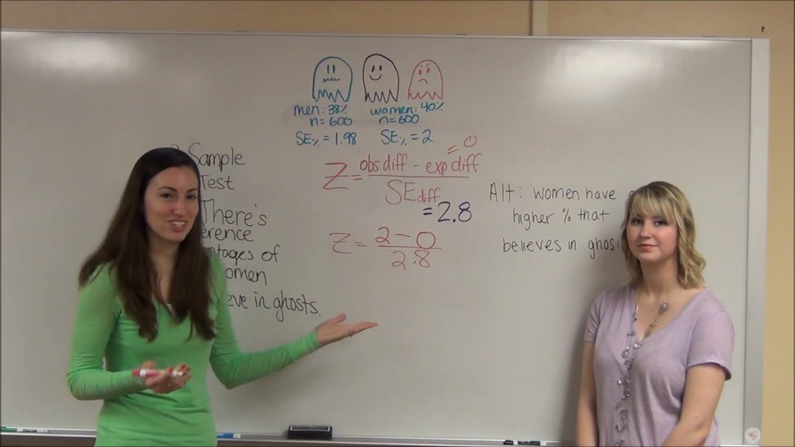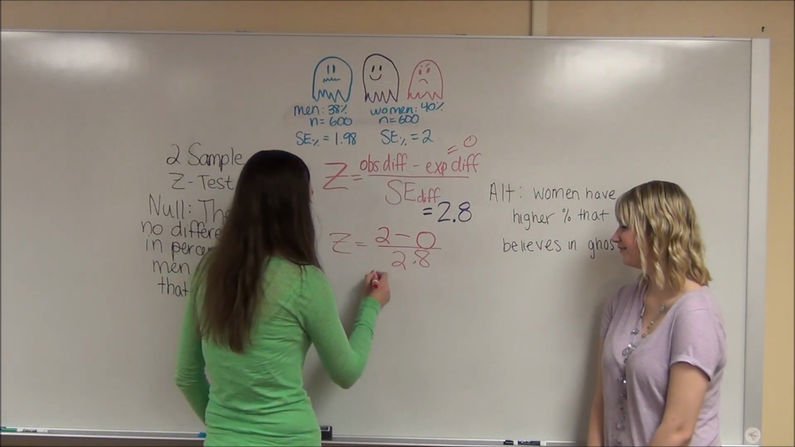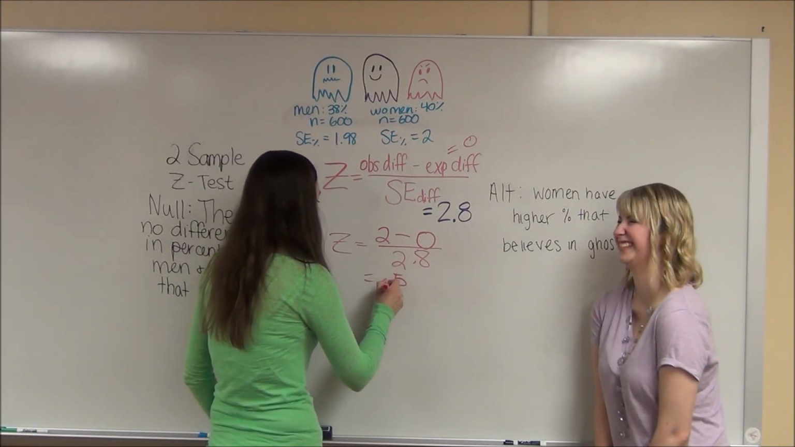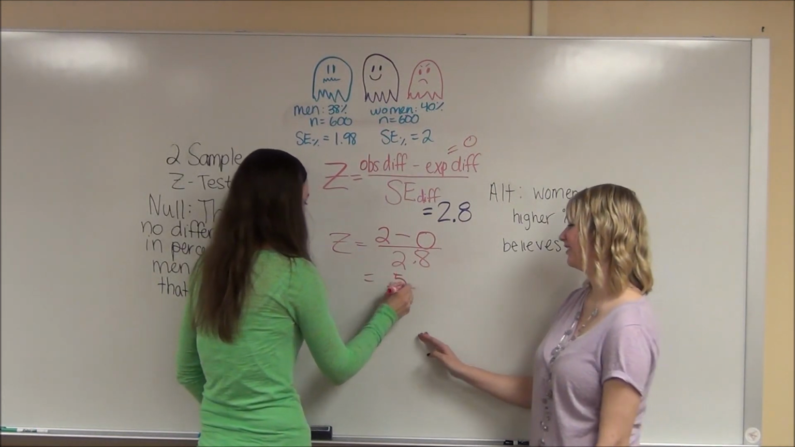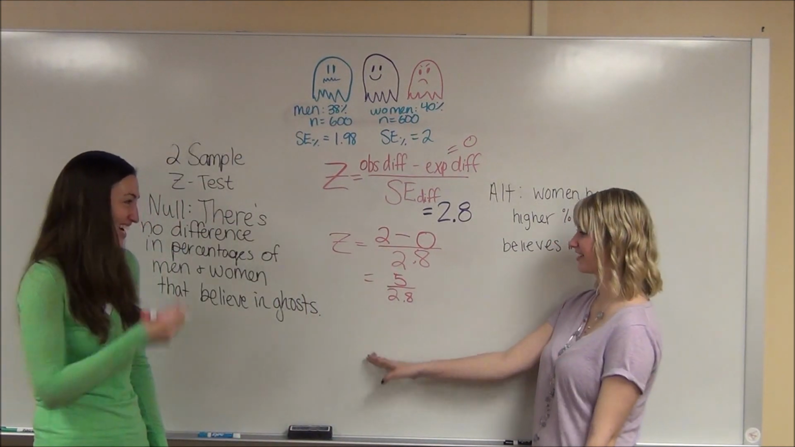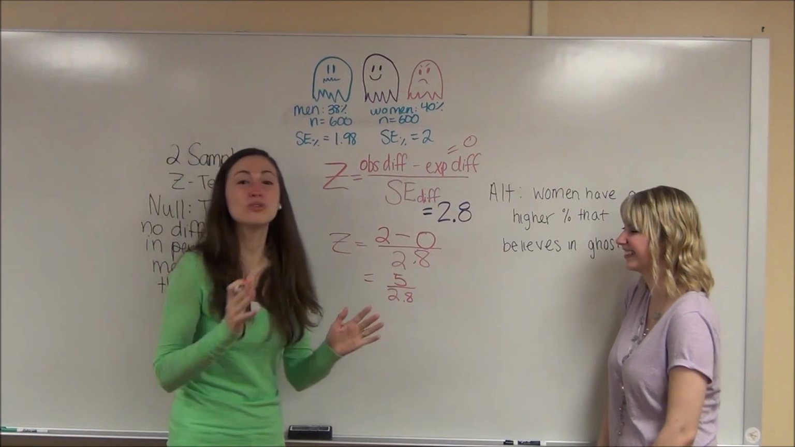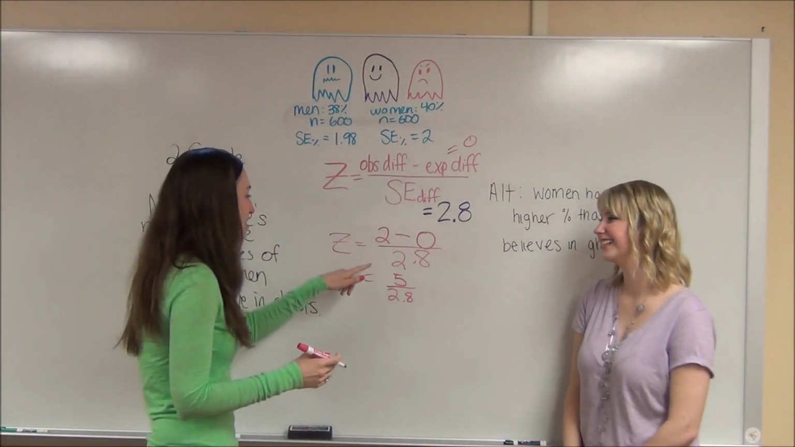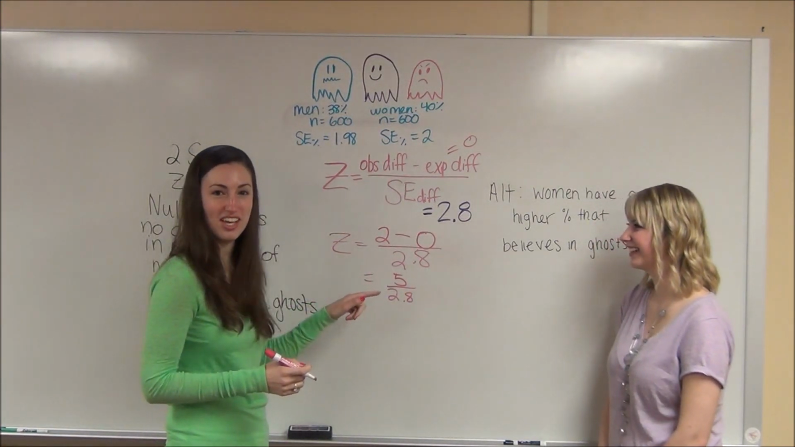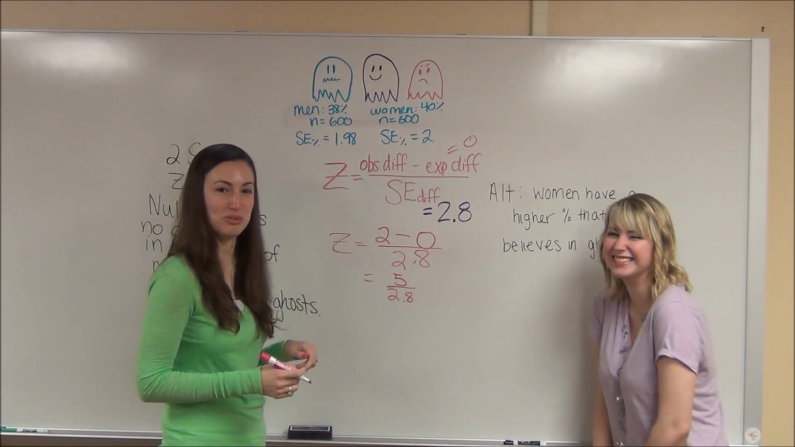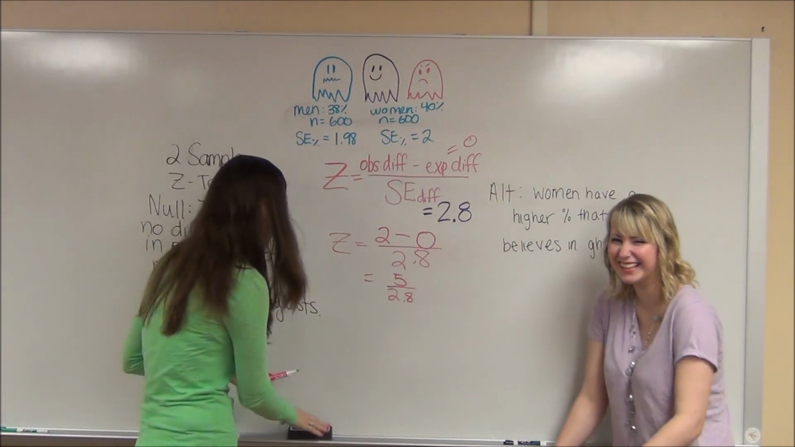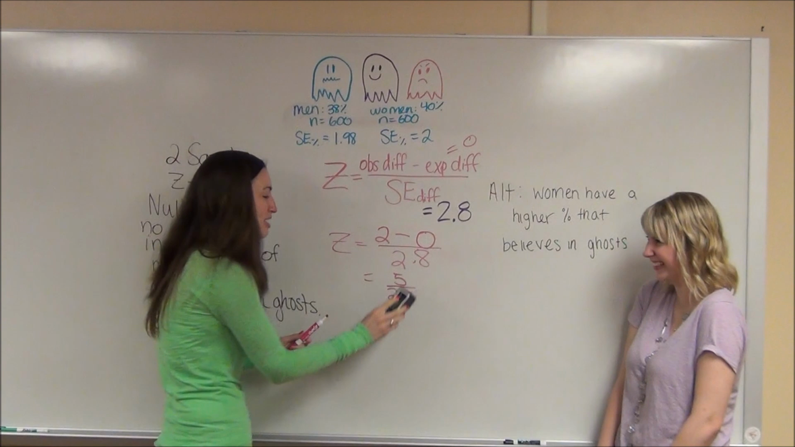And now I want to actually get my z-statistic. So 2 minus 0 is 5 divided by 2.8. Carly, you need to check yourself before you wreck yourself because 2 minus 0 is 5. Oh, no, you're right. You guys need to remember: check yourself before you wreck yourself. I just wrecked myself.